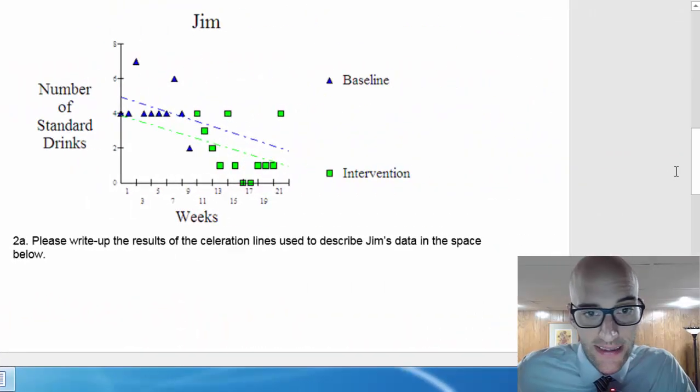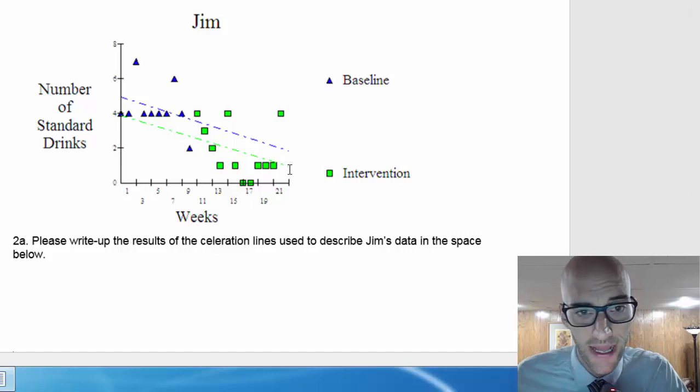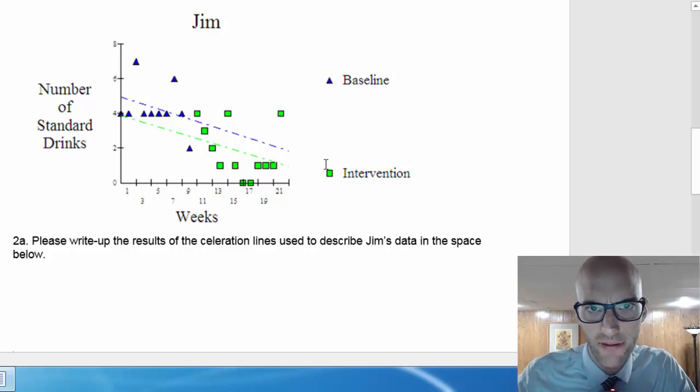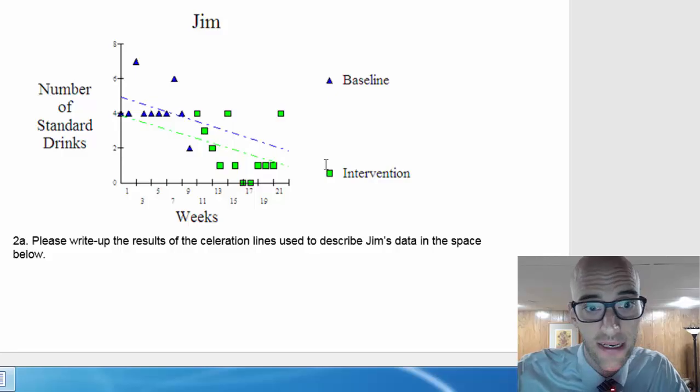So, writing up an acceleration line graph. Based on the acceleration graph, we can look at the 2 different lines, the blue line being the baseline and the green line being the intervention. Even though these look like they're at a similar slope, we could say that the intervention phase was associated with an accelerated rate of improvement relative to the baseline phase. So again, with acceleration lines, you wouldn't just want to talk about improvement, you would want to talk about accelerated or decelerated rate of improvement or reduction.